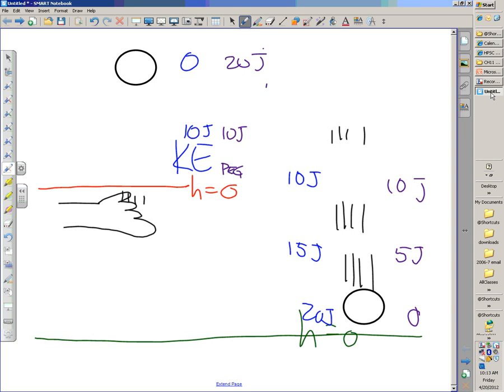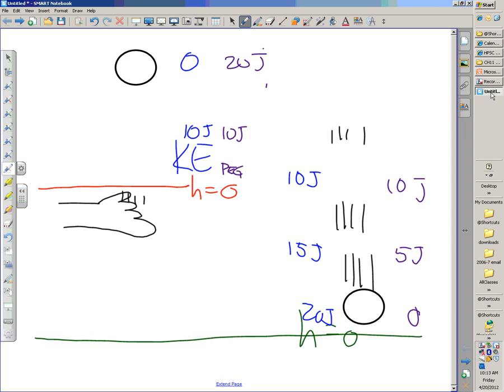It does not. Once it leaves my hand, Miriam, it does. But while I'm actually throwing it, what's happening to the kinetic energy of the ball? It's increasing, right? Because right now, how fast is it going? 0. But after I throw it, it's going fast. It's got kinetic energy. Didn't have kinetic energy before, now it does. Where did it get it from? Got it from me. I did work on it.